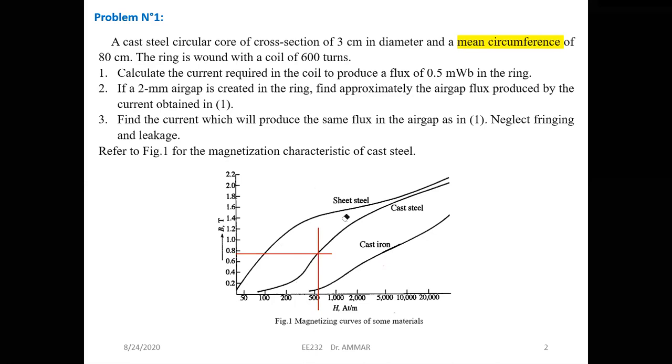Okay, so here we found H graphically. We calculate the value of B and we determine H graphically from the magnetizing curve. I hope that this point is clear.